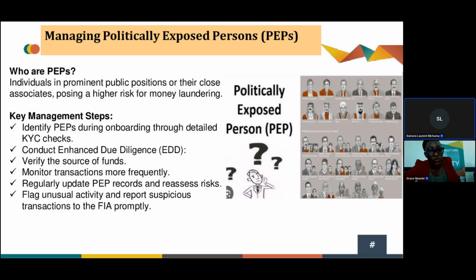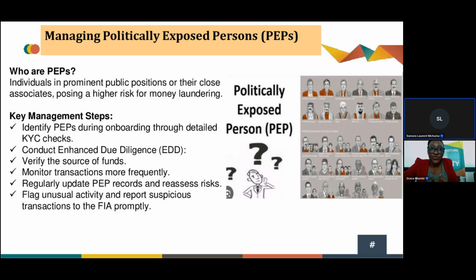Now, before I had talked about PEPs, who are these politically exposed persons? Before I had mentioned, you have individuals who are in prominent public positions or their close associates. They pose a higher risk for money laundering because, as I said, they have high immunity. These are like diplomats. The whole process of declaring their risk is higher. So what do we do? How do we go about it?